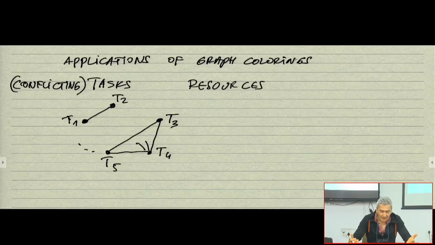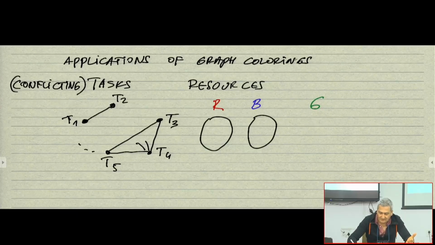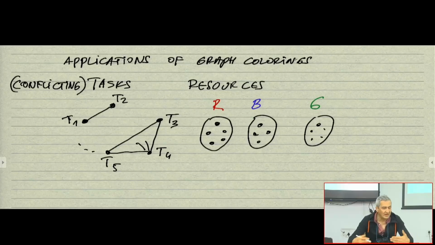Why? Because when we color with red, with blue, with green, if we have a look at the color classes, this color class will be an independent set. This color class will also be an independent set, and this one too. So for each of these color classes we can apply one resource to solve it.